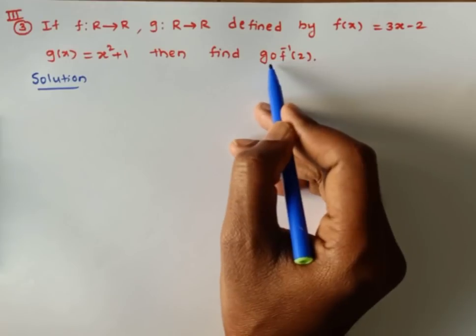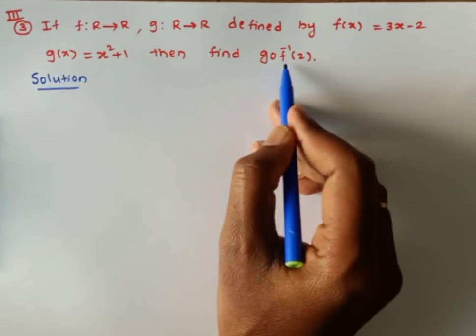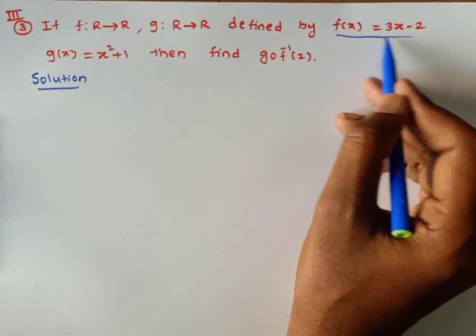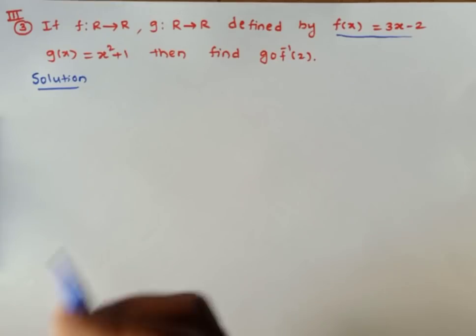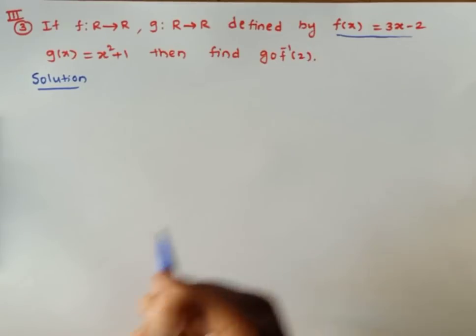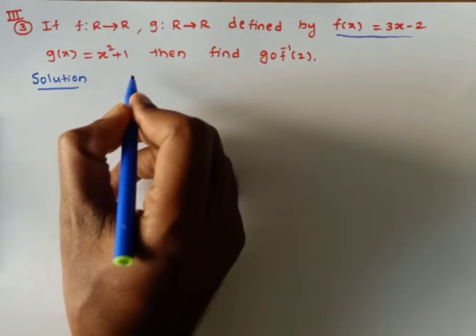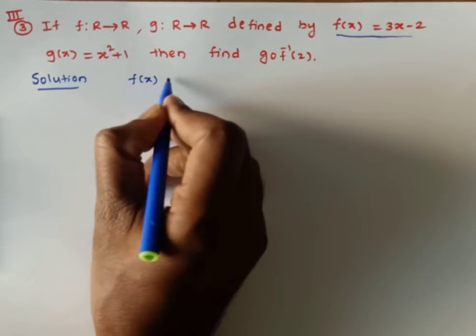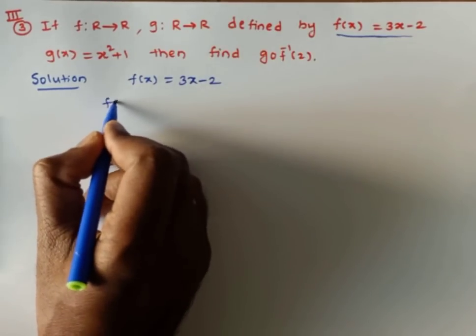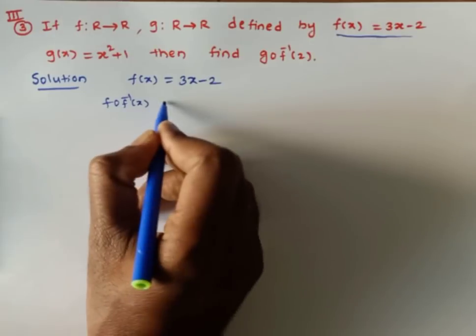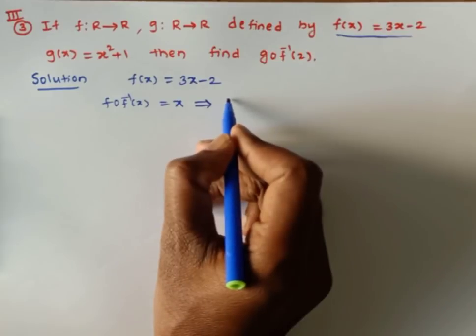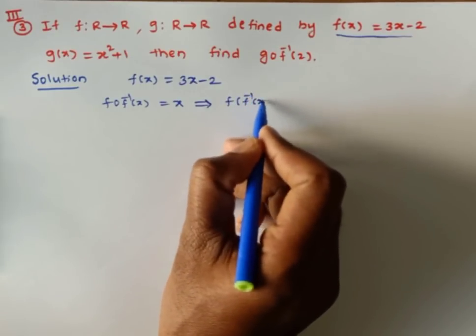If we know these two functions, now we have only g but there is no f inverse, and you know how to find the inverse of the given linear function. So before finding the value of g circle f inverse of 2, we need f inverse of x. So try to find the inverse of f. Here f is 3x minus 2, and you know how to evaluate this. f compose f inverse of x equals x, that is, f of f inverse of x is equal to x.